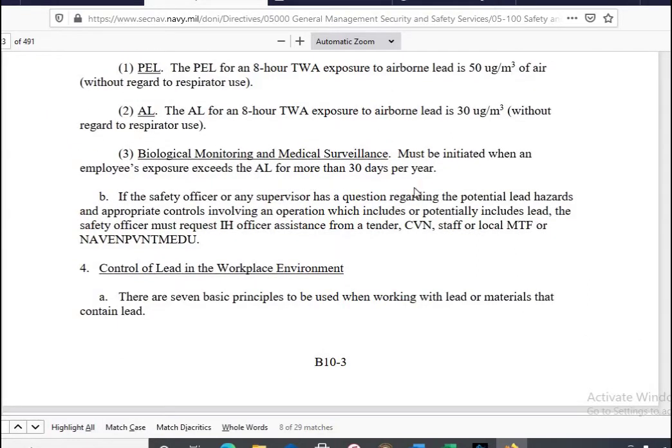Biological monitoring must be initiated when an employee's exposure level exceeds the AL for more than 30 days per year. So biological monitoring basically means we're doing labs and medical stuff on them to see how they're doing.